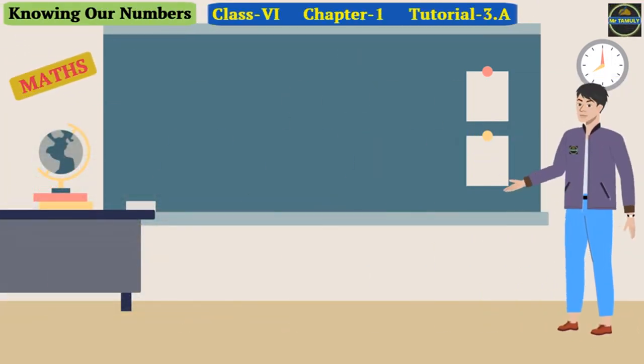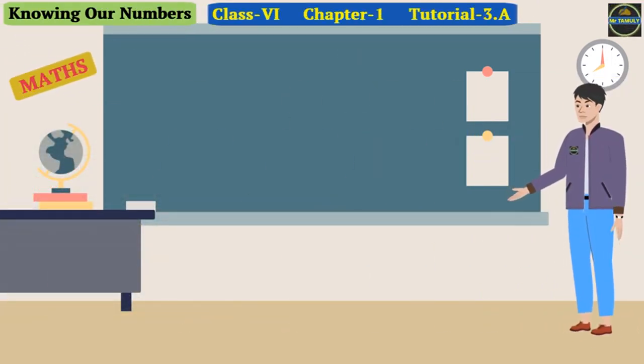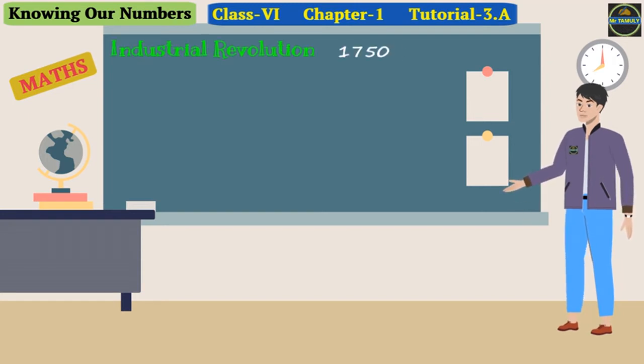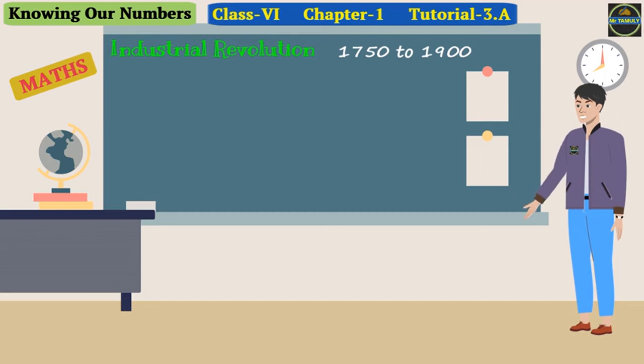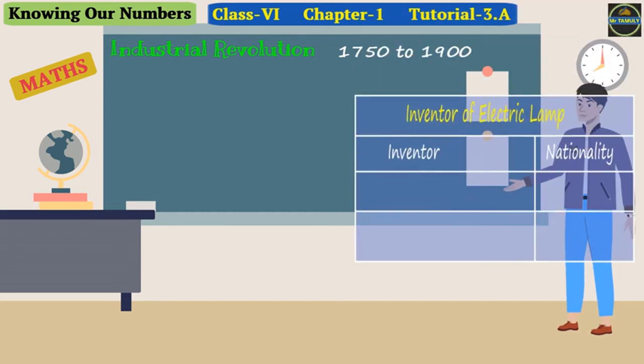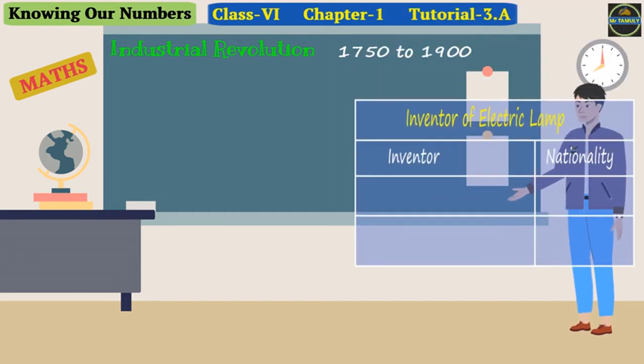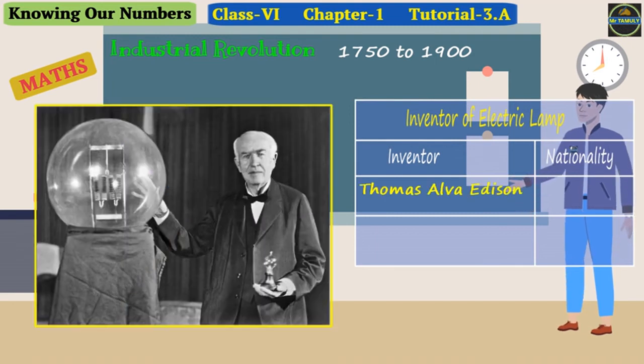A whole lot of life-changing inventions took place within the span of about 150 years during the Industrial Revolution. Here we shall talk about two more important inventions. One of them is the incandescent lamp, or the electric lamp, which we learned about briefly a little while ago. Thomas Alva Edison in the year 1879 invented the electric lamp in the United States of America.